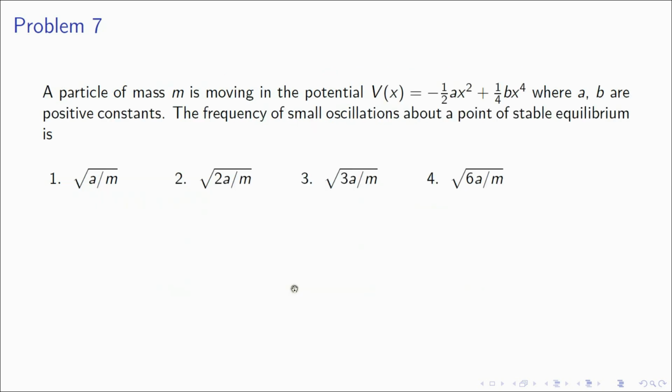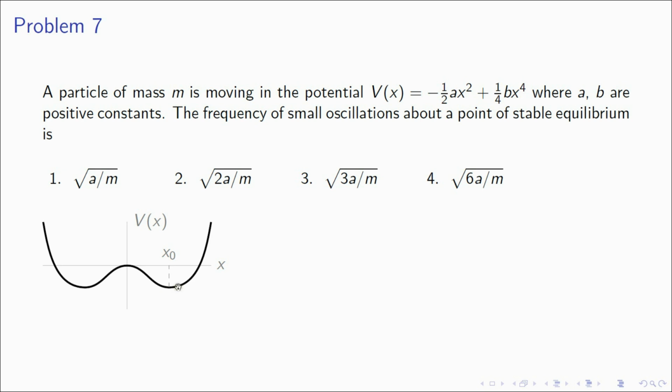So next problem, it says a particle of mass m moving in a potential V(x), which is minus half a x square plus 1/4 of b x to the power 4, and a, b are constants. So the frequency of small oscillations about a point of stable equilibrium is what? If you draw the graph of this, it will look a little bit like this. Near the origin it will follow this one, and away from the origin it will be this b x to the power 4. So here it will be an inverted parabola because of the minus sign. One of the points of stable equilibrium is this x naught, and you have to find oscillations about that.